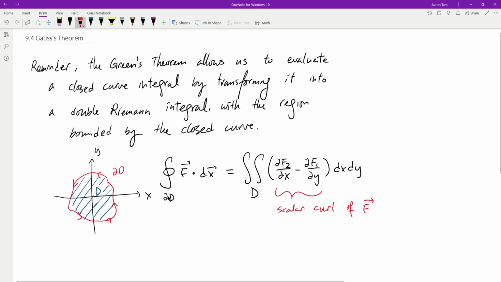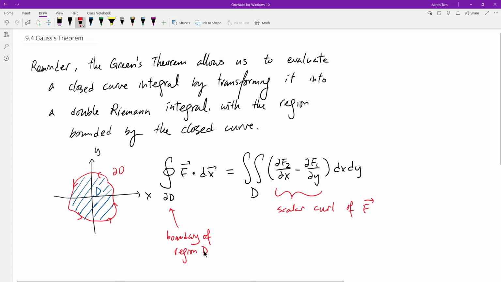And remember, this is basically called the boundary of the region D. This allows us to turn a one-dimensional curve in R2 into a double Riemann integral, which is something that I can actually integrate twice to deal with the two things that are changing as I move through this curve.